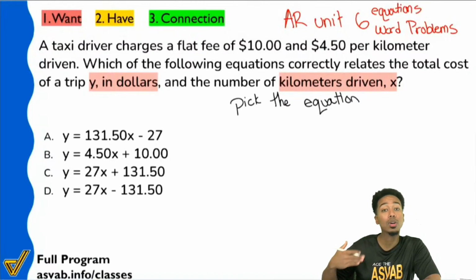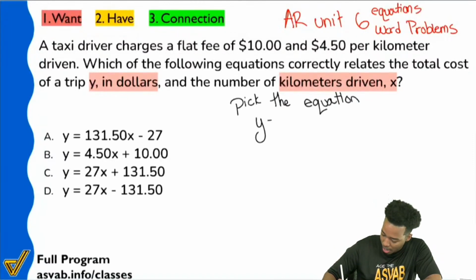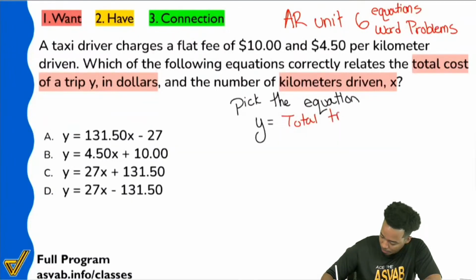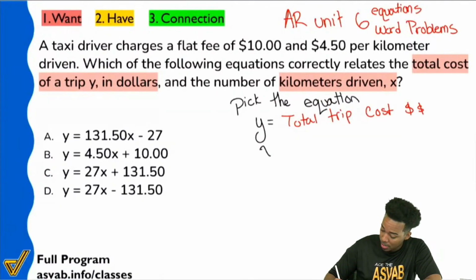And they already tell you that Y equals total cost of the trip. Total cost of the trip, Y in dollars. So it's total trip cost. And then X is going to be the kilometers driven.